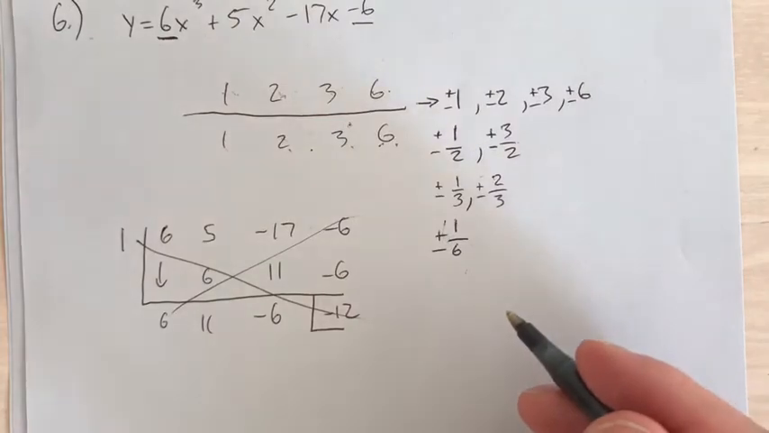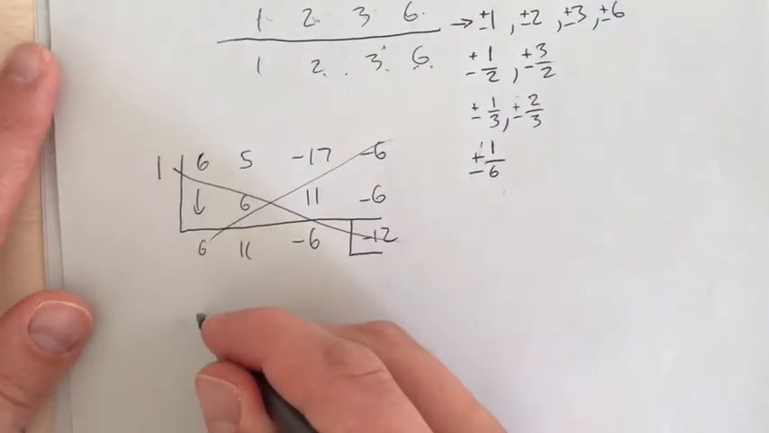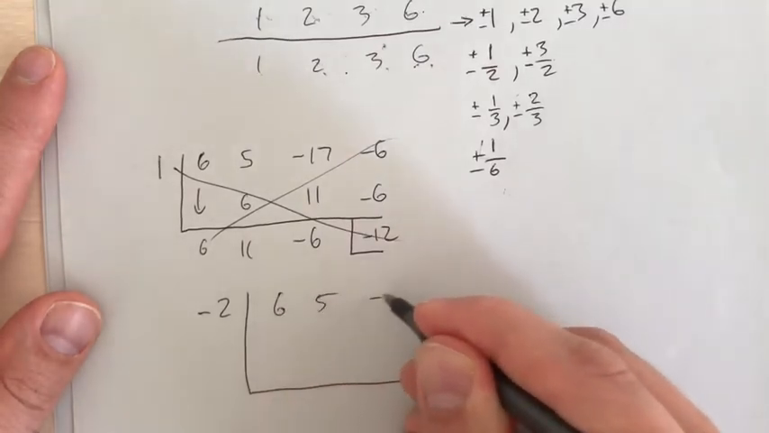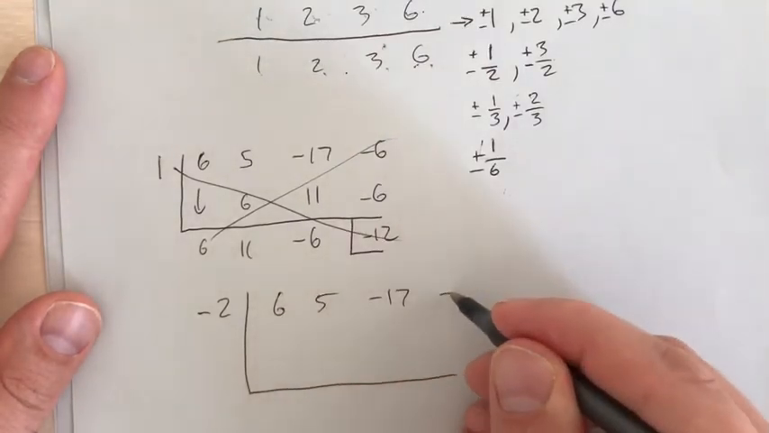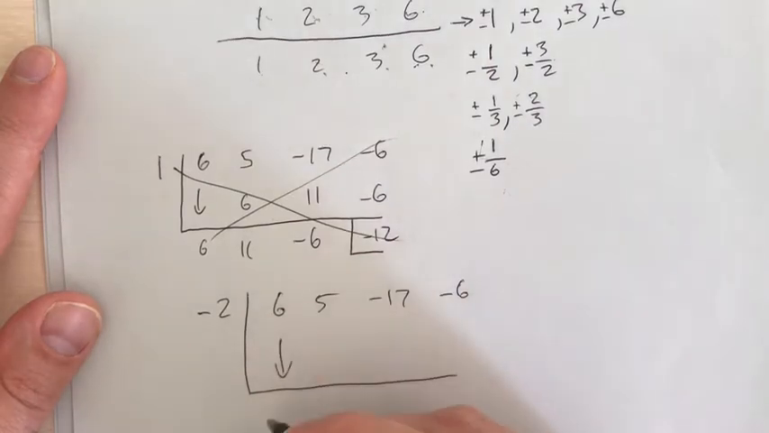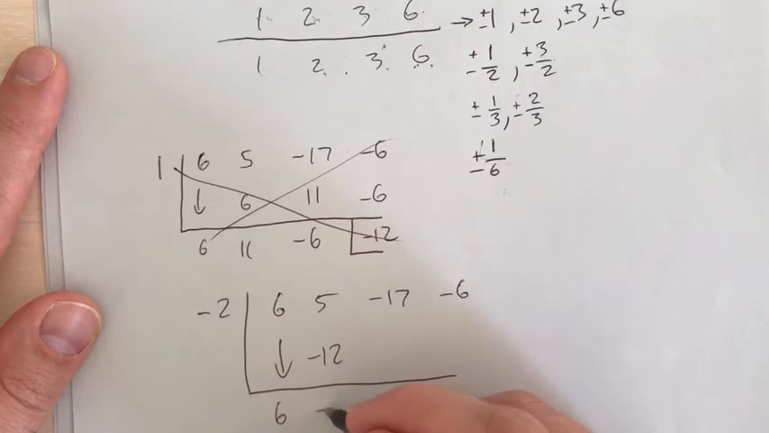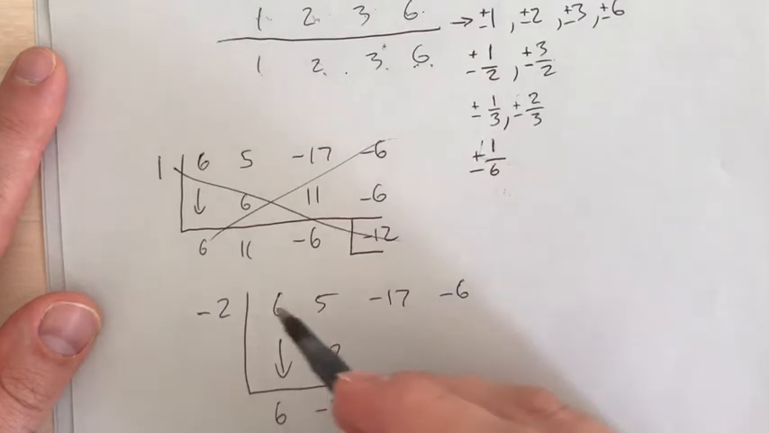Let's try, for instance, negative 2. So negative 2, same polynomial: 6, 5, negative 17, and negative 6. Drop that down, multiply it, we get negative 12. Multiply that, you get negative 7.